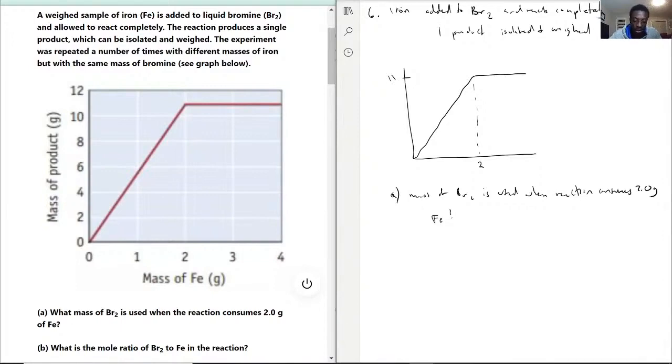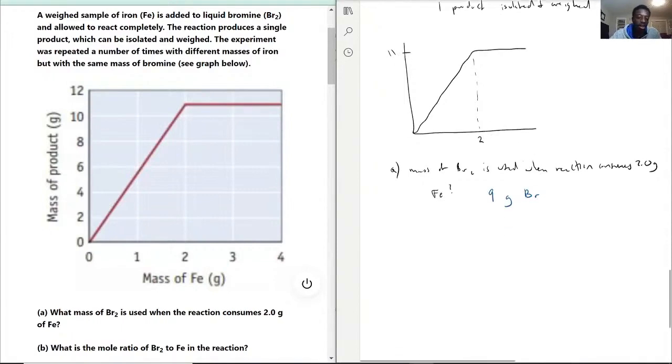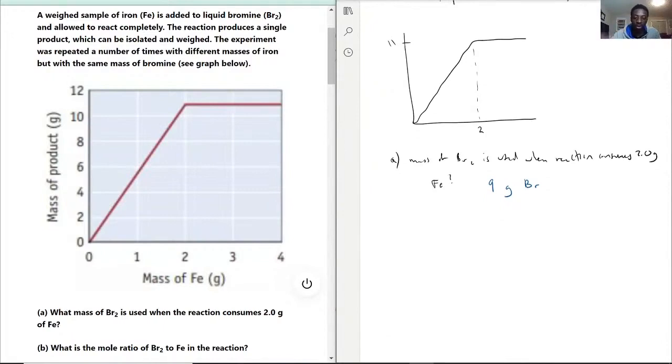No, sorry, actually, it still makes sense. 9 grams of bromine has to be in that massive product if it reacts completely, because it used up all the mass of iron. So the only mass left has to be bromine, which is 9 grams of bromine. And now what is the mole ratio of bromine to iron in this reaction?